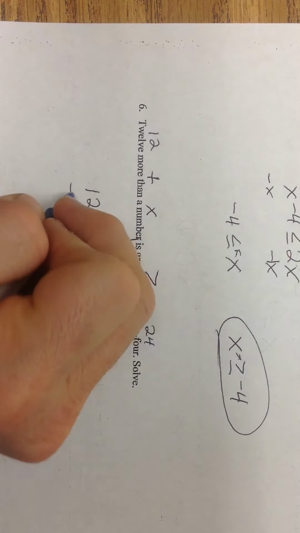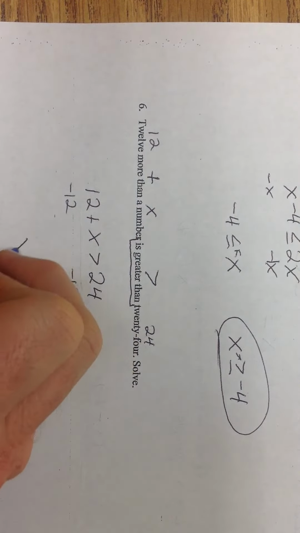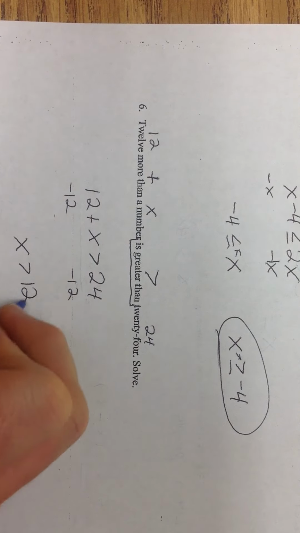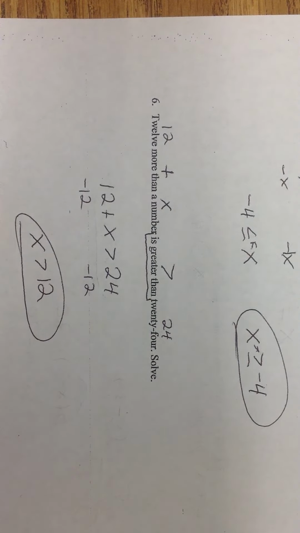And then to solve this, we would just subtract 12 from both sides, and you're going to end up with x is greater than 12. All right, we don't even have to flip anything around here because the x is already on the left-hand side.